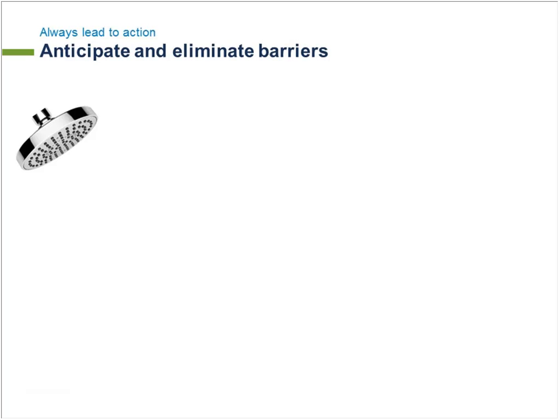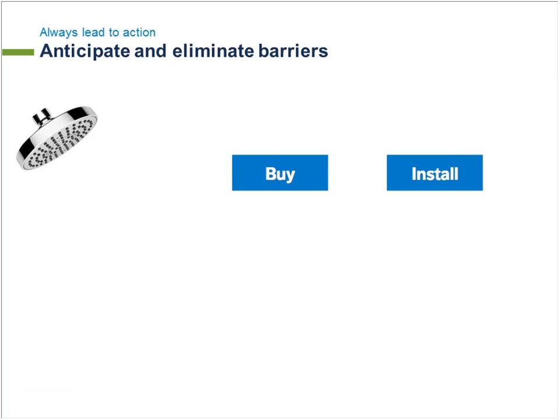This is an example of low-flow shower heads. So if we want our population to install a low-flow shower head, we need to think about what that action entails. There are two main steps. A user would have to purchase the shower head and install it. It seems pretty simple, but if you break down those tasks into all of their subtasks, you see there's a lot more steps that someone needs to take.